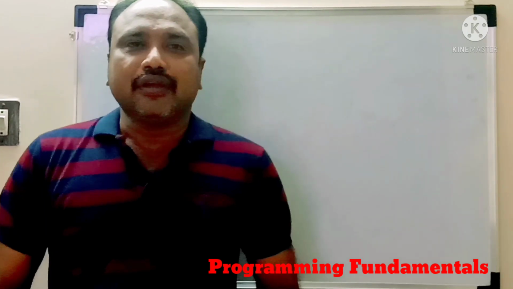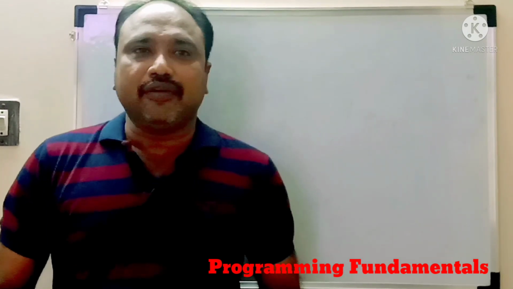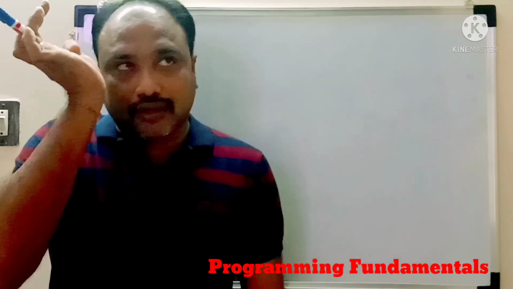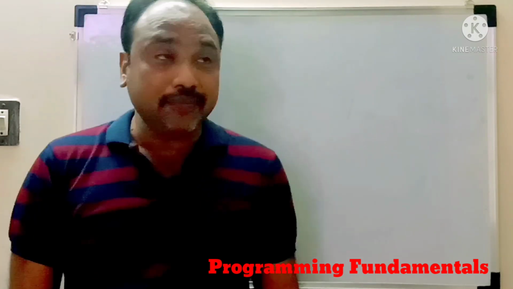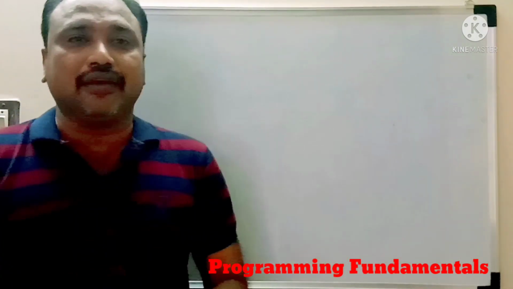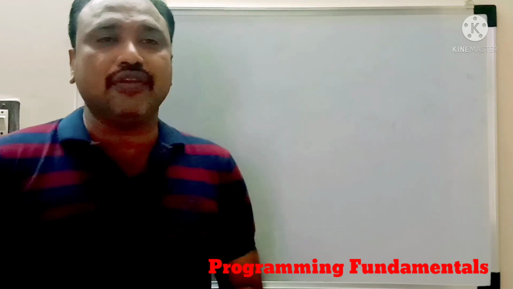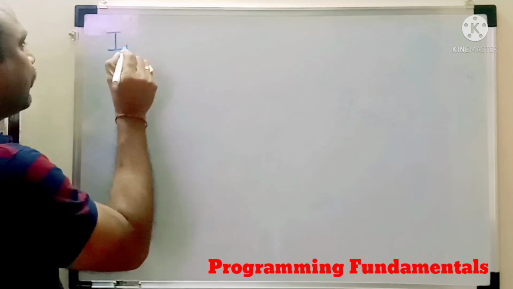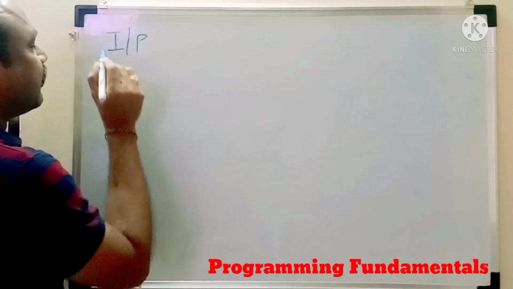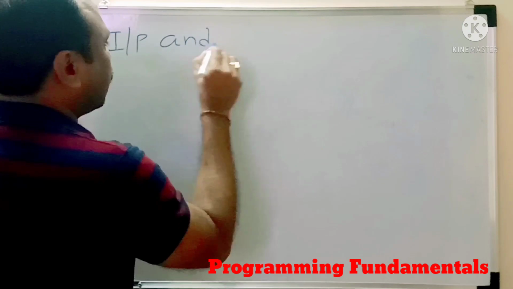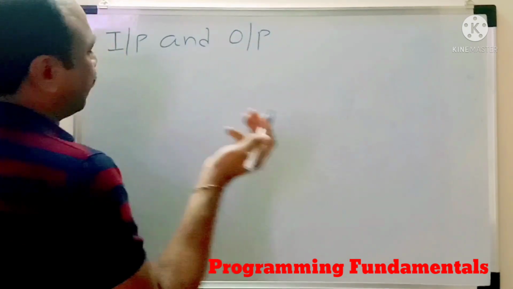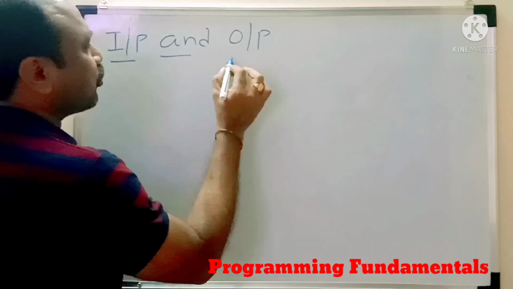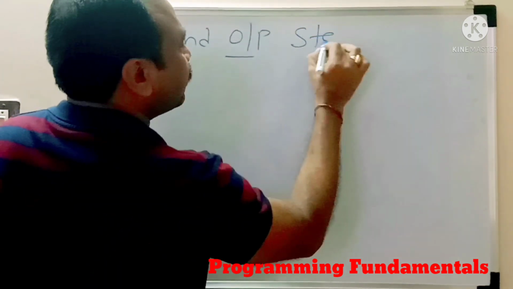Friends and students, in the last videos I explained what a variable, identifier, and constants are, and how to write programs effectively and efficiently. In today's video, I am going to explain input and output statements in C language. Input can be written as I slash p and output as O slash p. If you want, you can write them in full, but as a shortcut we write I/P input and O/P output statements in C language.